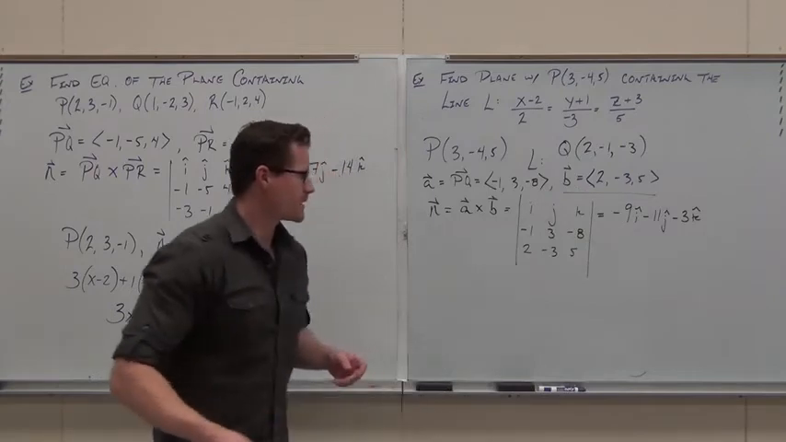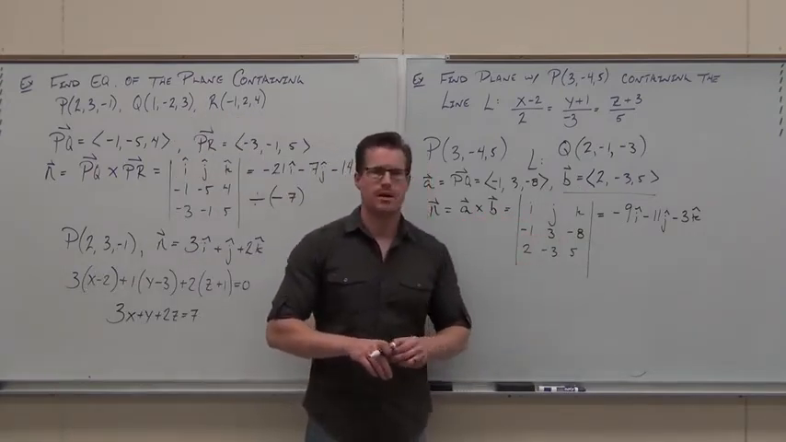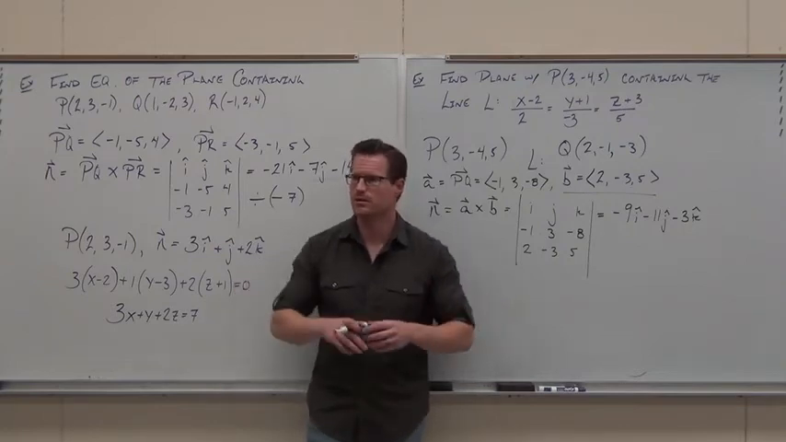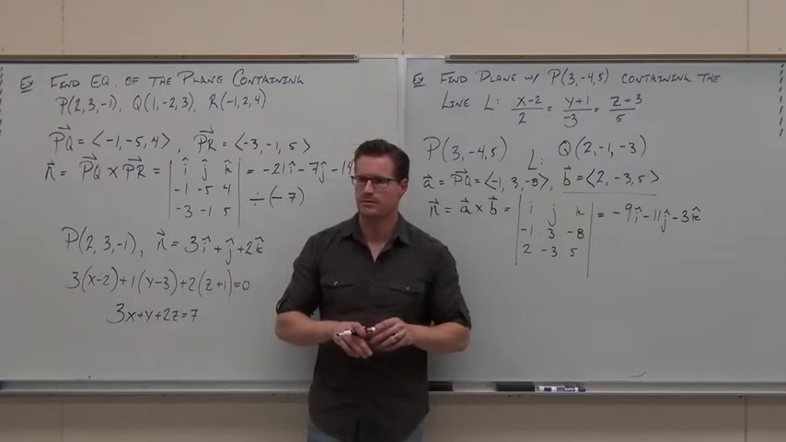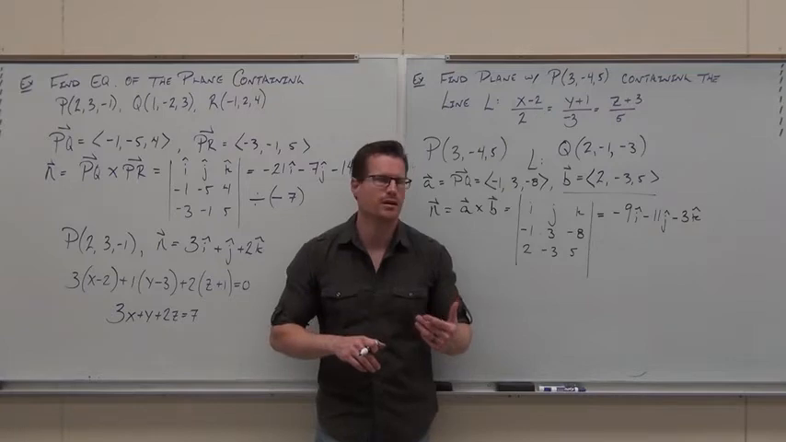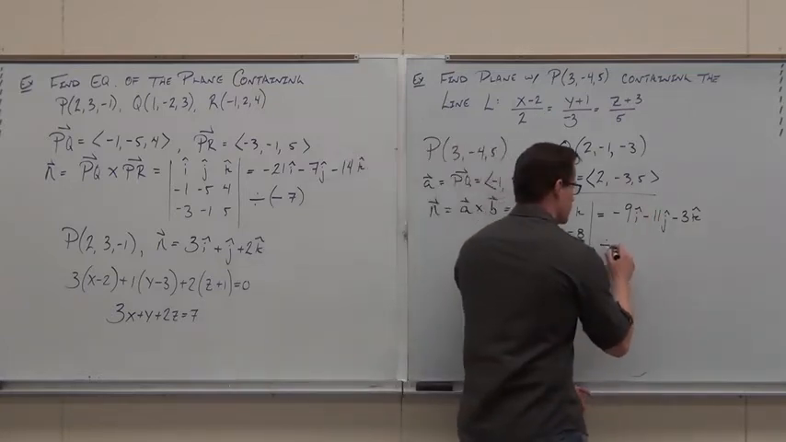I want to make sure you get the same thing I'm getting. Did you get, if you did it this way, negative 9i minus 11j minus 3k? Did you get that vector? Yes. What's the first thing you're doing with this nasty vector? Factoring out the negative. Yeah, factoring out the negative, because I don't want to deal with all negatives. That's really ugly. So I would multiply or divide by negative 1, whatever you want to do.